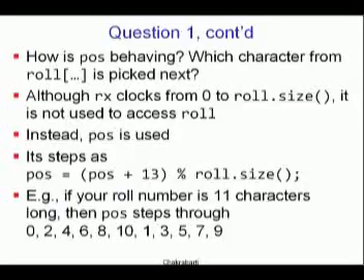Okay. So if your roll number is 11 characters long, then although Rx steps from 0 to 10 inclusive, pause steps through 0, 2, 4, 6, 8, 10 followed by 1, 3, 5, 7, 9. You can easily verify that. Okay. So the second issue being tested in the question is, do you understand how pause is visiting elements of the roll array in some arbitrary order?